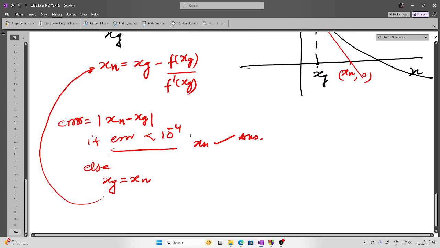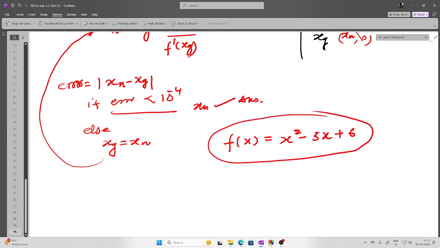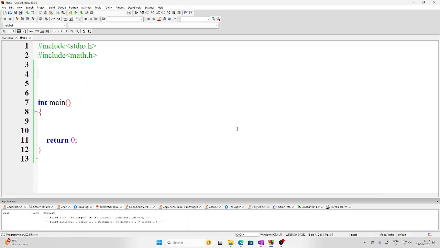Very simple thing. For that matter, first I should have some equation. So let us take one function, that is x square minus 5x plus 6. You know the roots are 2 and 3, and I am interested in finding the roots of this equation. So first I will make this function x square minus 5x plus 6. How to write a function, you know. Remember, all the mathematical functions normally are float, so they will be returning float.